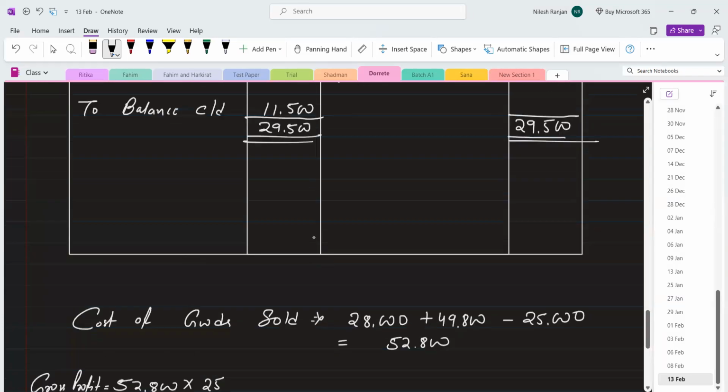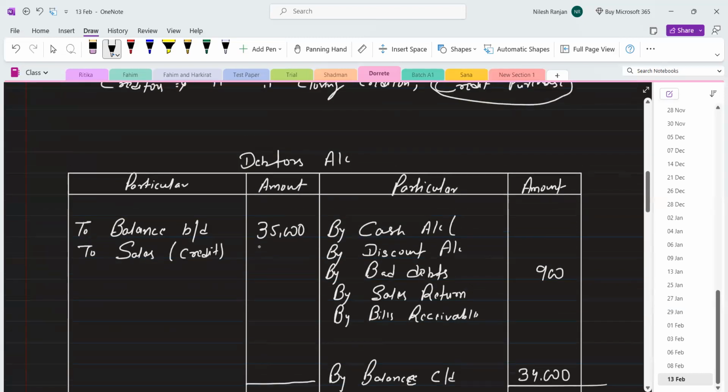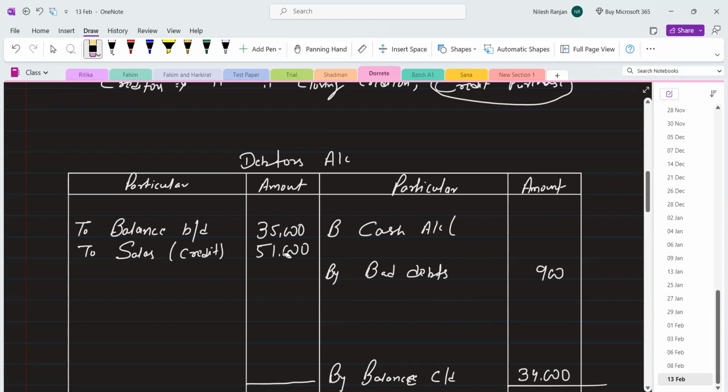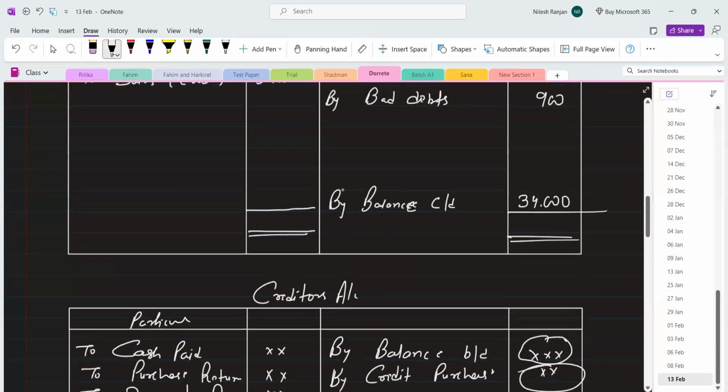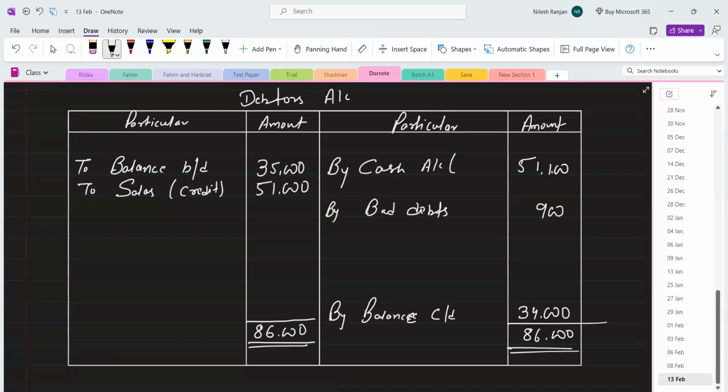Now this credit sale will be written in debtors account, 51,000. And all other items will be removed. There is no discount here. There is no sales return. There is no bills receivable. Only cash. So total is 86,000 here. From this 86,000, we will deduct 34,000. We will get 51,100. This is your cash received from debtors.